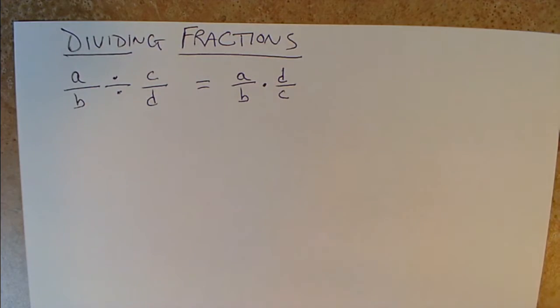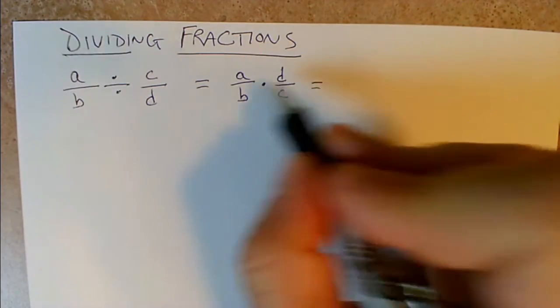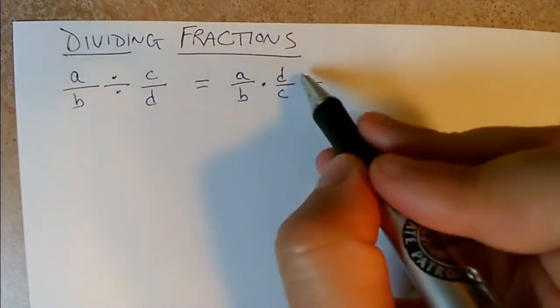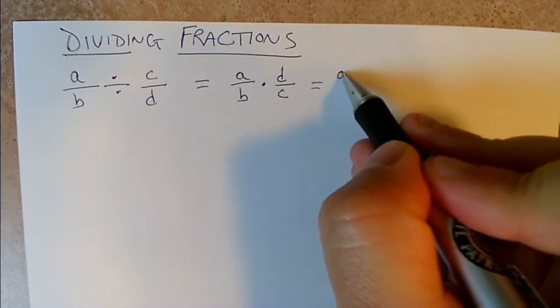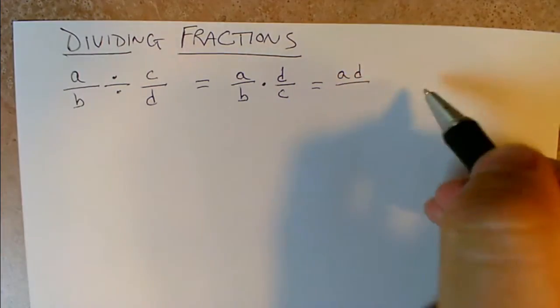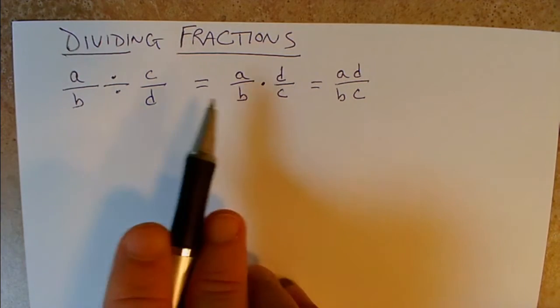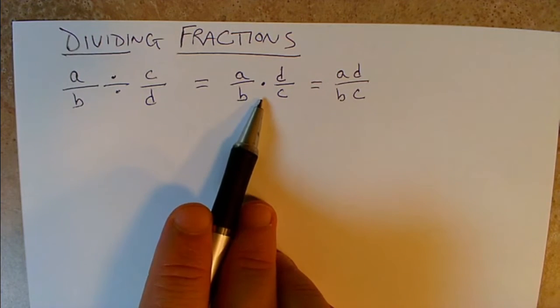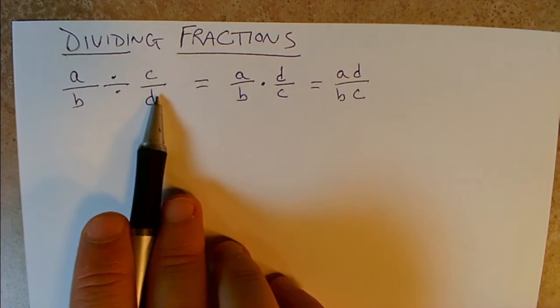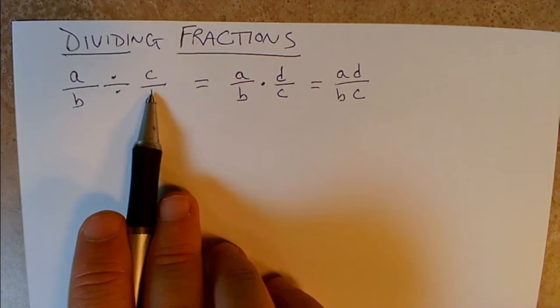And this is why I had you go back and watch the multiplying fractions video, because when you multiply fractions, it's super simple. You multiply across the top, A times D, you multiply across the bottom, B times C, and you are done. So just remember, when you're dividing fractions, it winds up being a multiplication problem, which is pretty simple. You just have to flip the second fraction upside down.